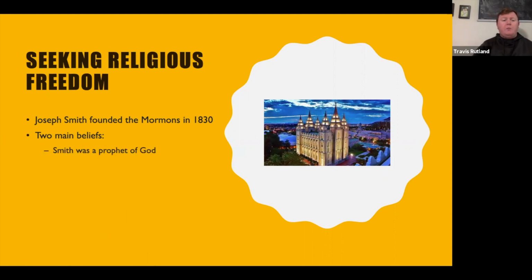Okay. So Smith was a prophet. And the second one gets them kind of in trouble. Mormons believe in polygamy. Okay, so they allow men to have more than one wife in their religion. All right, that basically gets them in trouble in the United States. Not many people are fond of this idea, especially Christians, Protestants, where it goes against their beliefs.